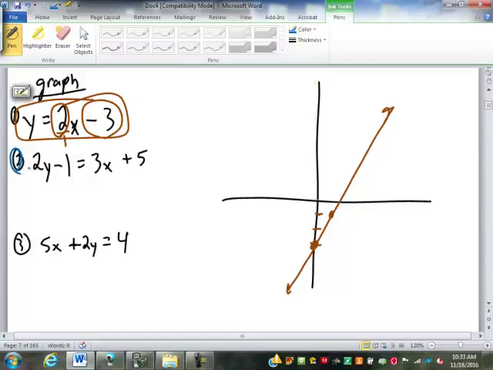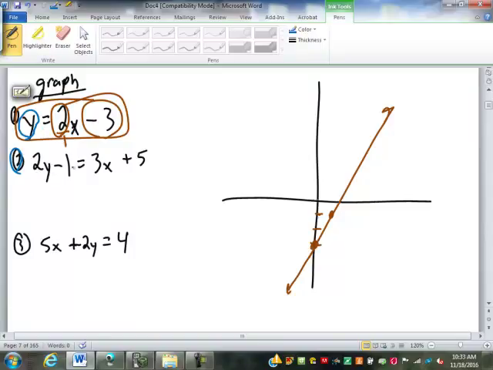The second equation here, we see that the y is not by itself. In the first one, y was by itself on the left side of the equation, which is what we call graphing form. If it's in that form, we can pick out that slope and y-intercept like we've been doing. This one is not in that form, so it is not ready to graph. We have to get the y by itself first.